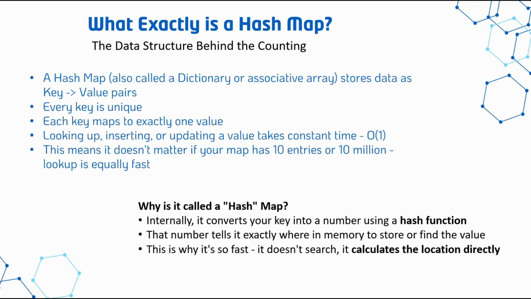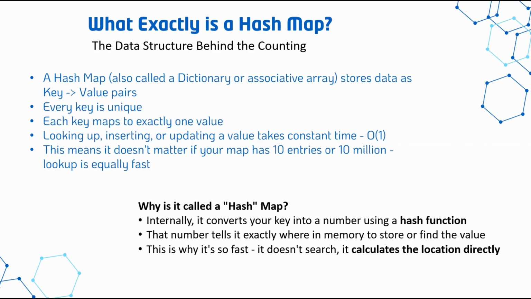Most of the data structures make you search through them to find something. We know about bubble sort, selection sort, all these things. We are searching through them to find something. It's like going through pages in a book. But a hash map is not going to search, it's calculating.